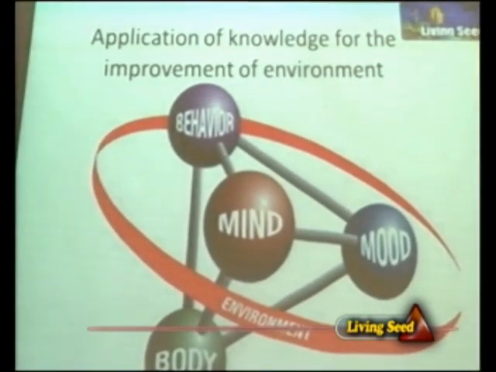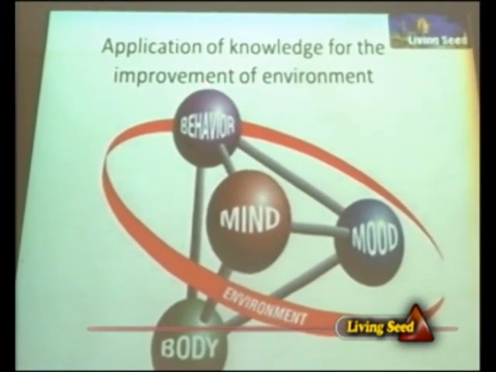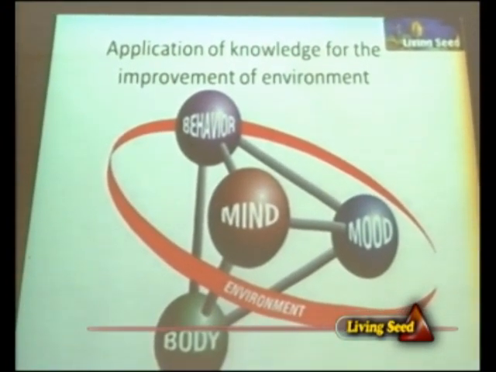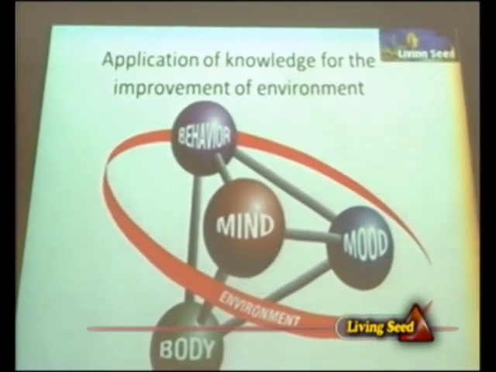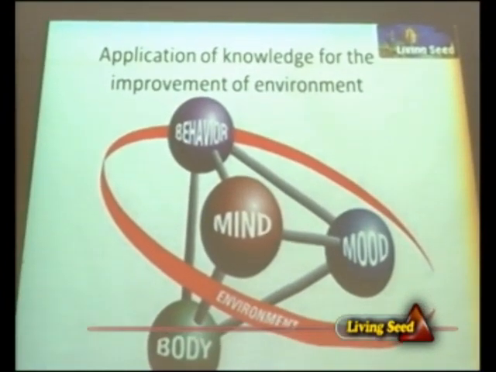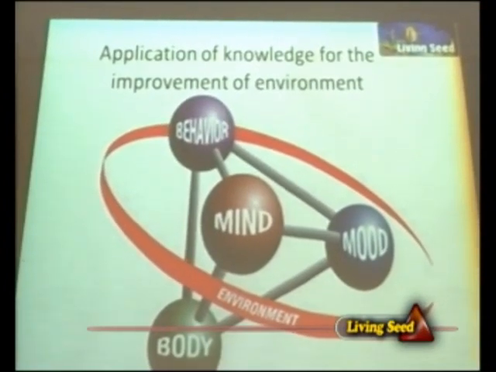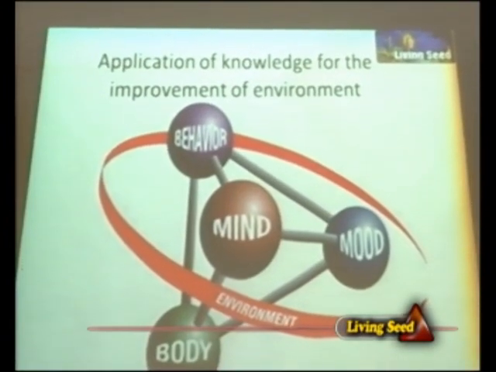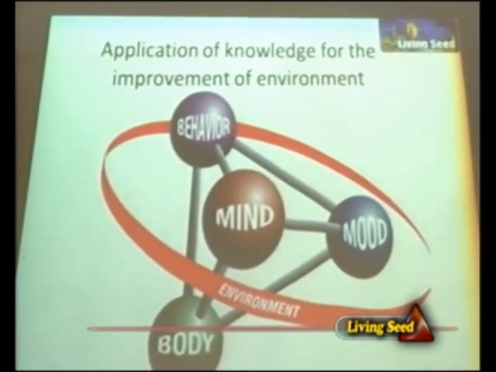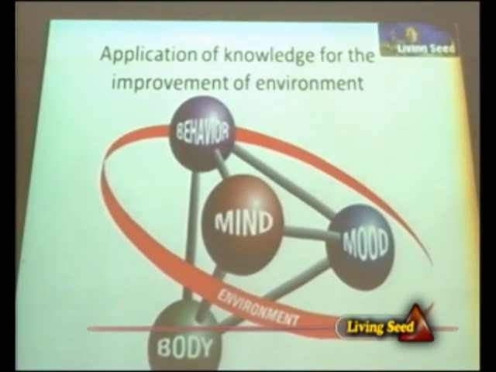Next. Now, the application of knowledge for the improvement of environment has to do with our behavior, the mind, the mood, and the body, that at the end of our learning, our environment should be touched. We should not just remain like that. So, our learning, whatever impartation we are having, has to result in improving the environment. Next.